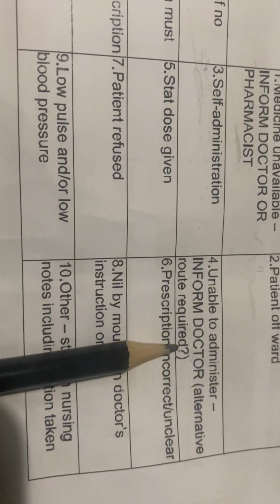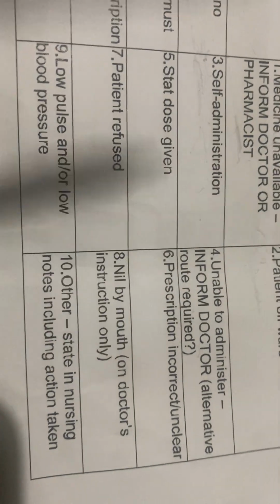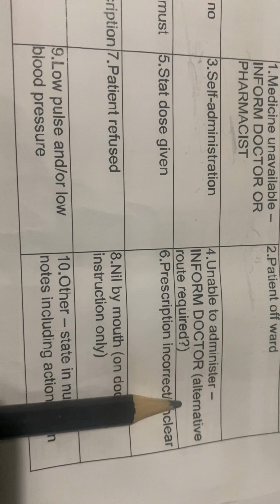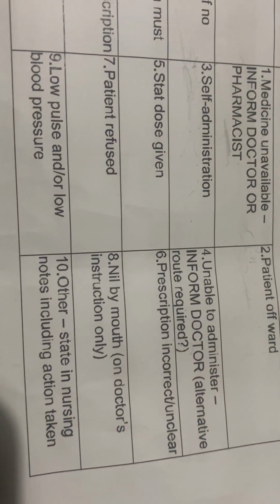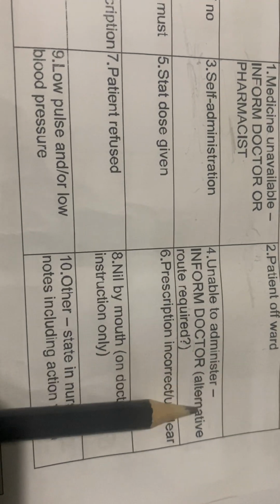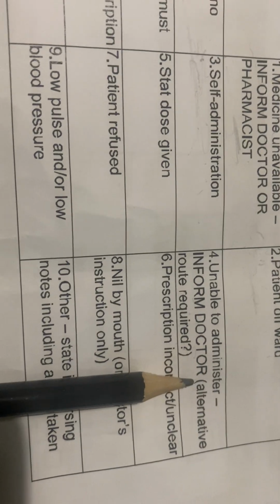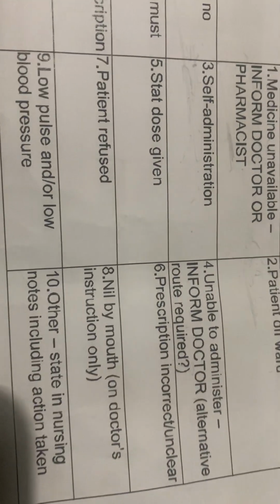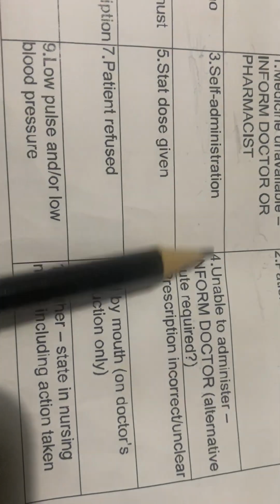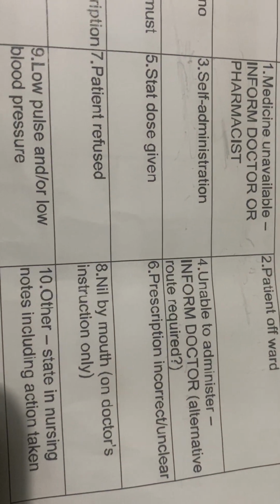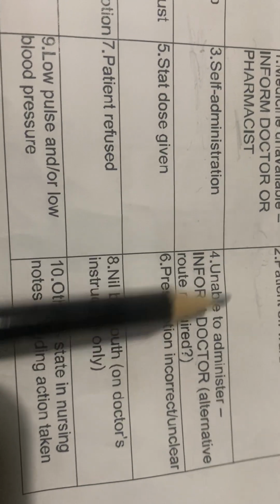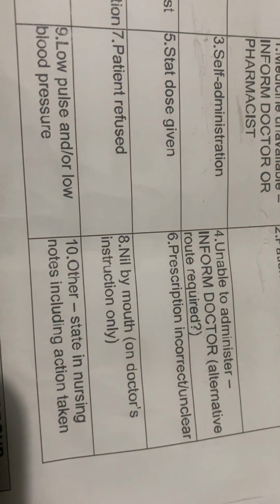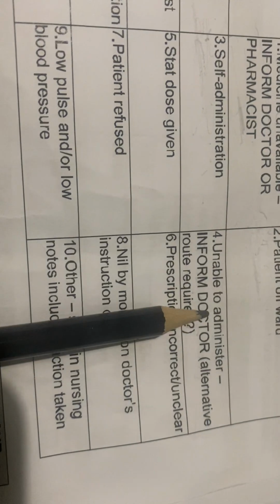Alternative route required. Let me say that you went to administer Mrs. Jones's medication. On getting there, she was vomiting. She is feeling nauseated. Are you going to still give that medication? No, you cannot give it to her, because if you give it to her, she's going to throw it up. She's going to vomit it. You are not able to administer that medication.